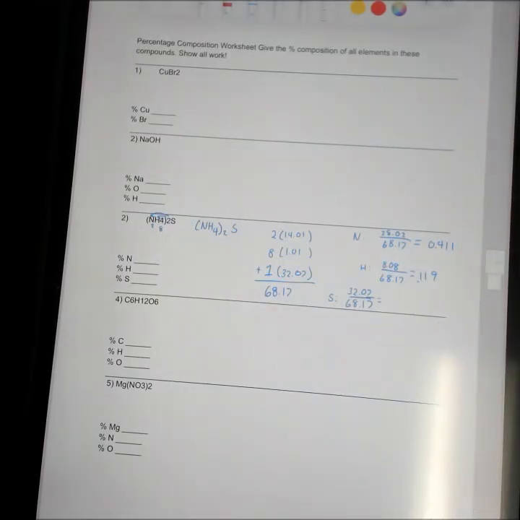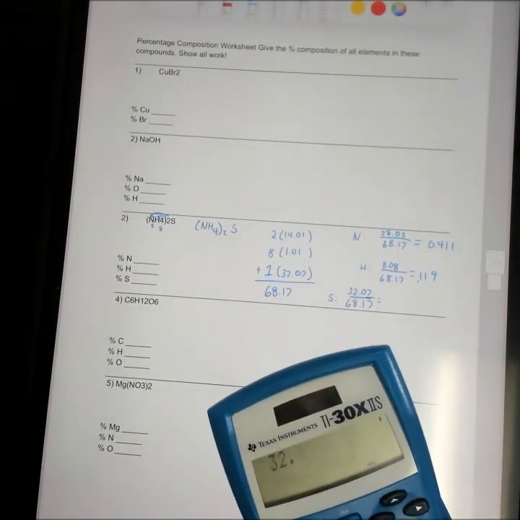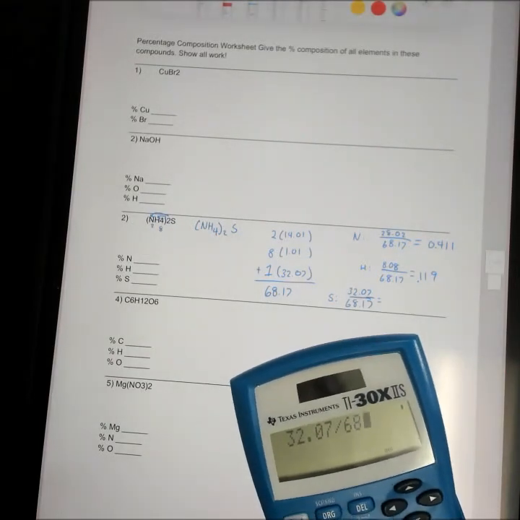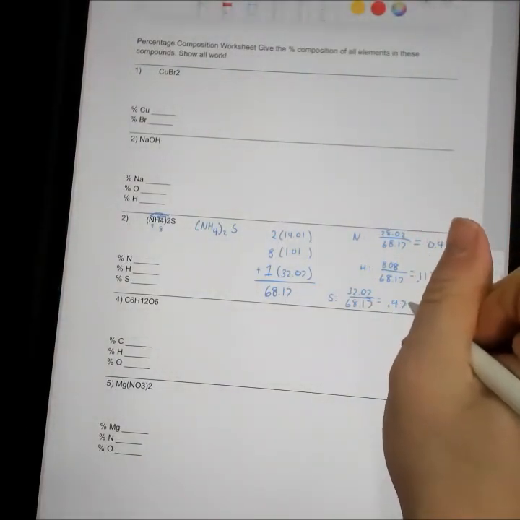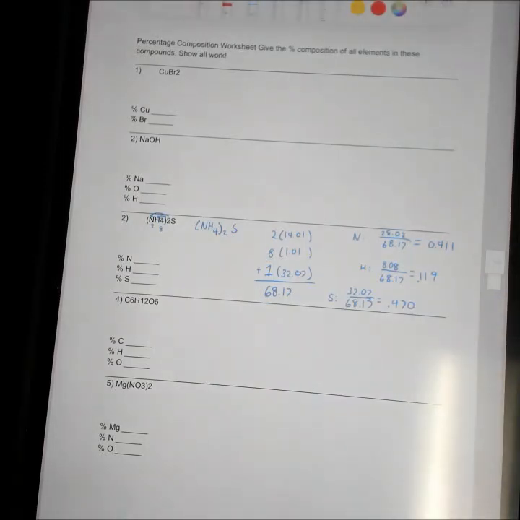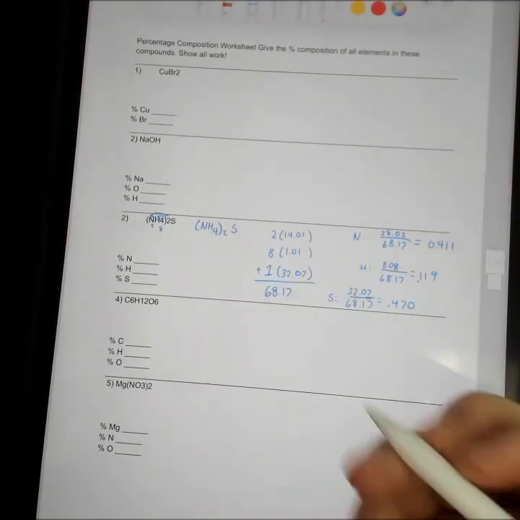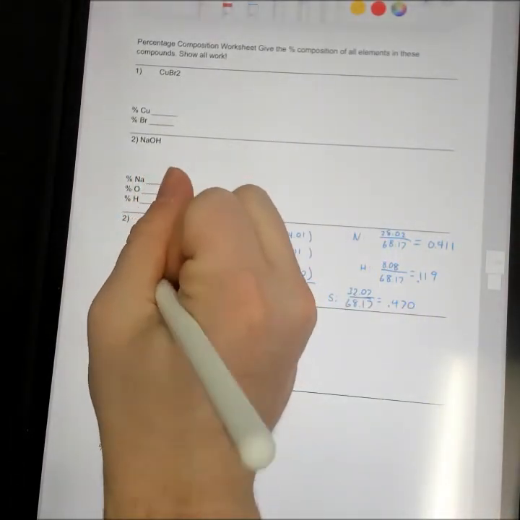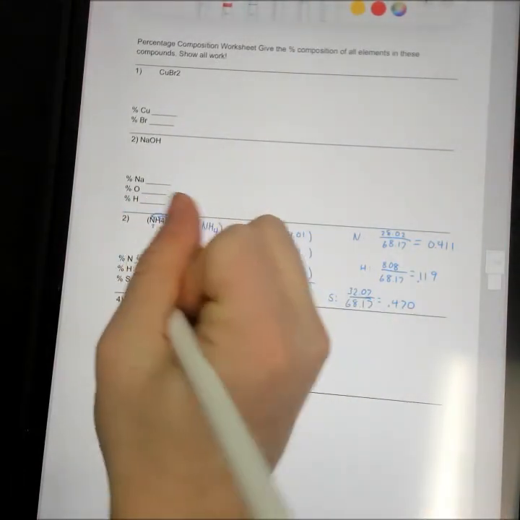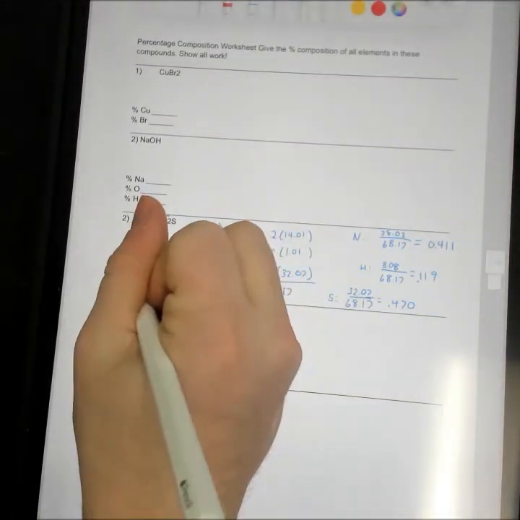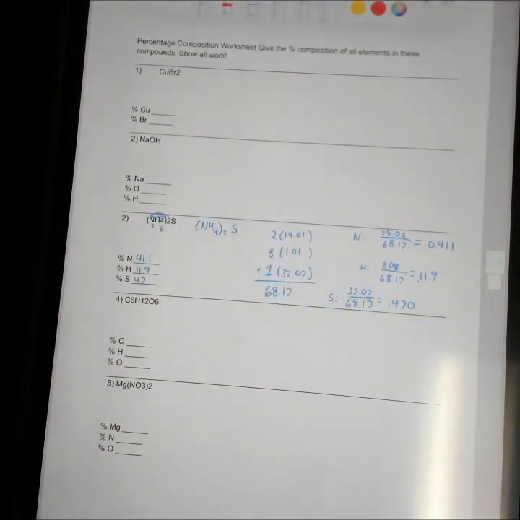Okay, and finally we got 32.07 divided by 68.17, which is 0.470. Then to get them to percent, all you have to do is multiply them by 100. So we got 41.1% nitrogen, 11.9% hydrogen, and 47% helium, or not helium, sulfur.